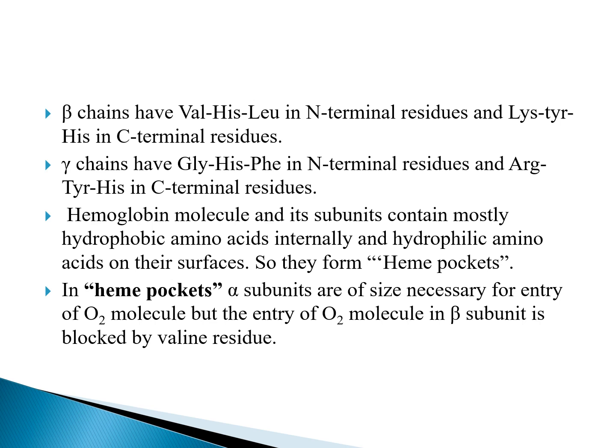The hemoglobin molecule and its subunits contain hydrophobic amino acids internally and hydrophilic amino acids on the surfaces. So these form heme pockets. In heme pockets, alpha subunits are of a size which lets the oxygen molecule in, but oxygen molecule entry is prohibited in the beta subunit, which is blocked by a valine residue.